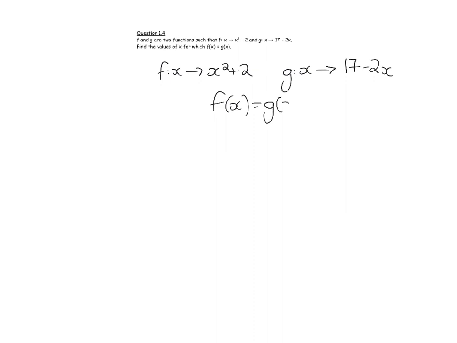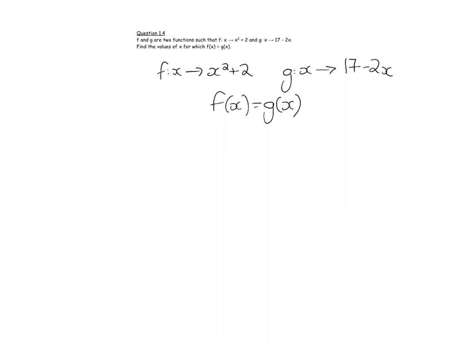Now the next example, question 1.4: f and g are two functions such that f of x is x squared plus 2 and g of x is 17 minus 2x. Find the values of x for which f of x is equal to g of x. So what we have is f of x is equal to x squared plus 2 and g of x is equal to 17 minus 2x. Now they want to figure out where f of x is equal to g of x.